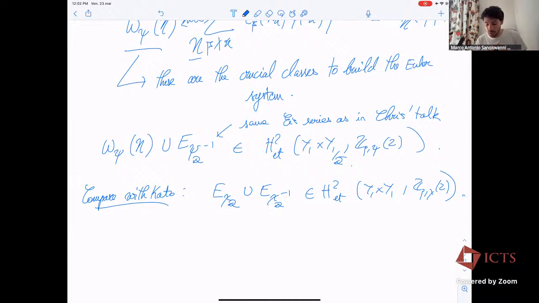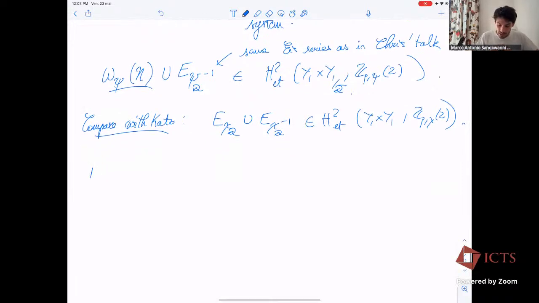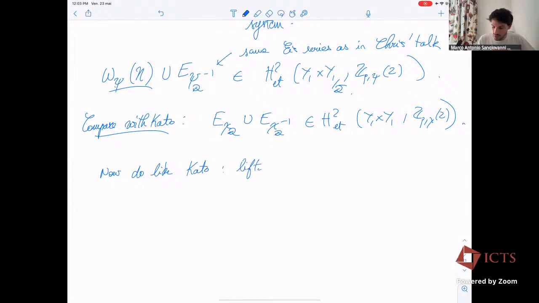We've just replaced a class coming from an Eisenstein series with a class coming from a theta series, which is exactly what is predicted by the formula with the Rankin-Selberg integral. Okay, so now do like Kato. So lift to absolute et al. classes.